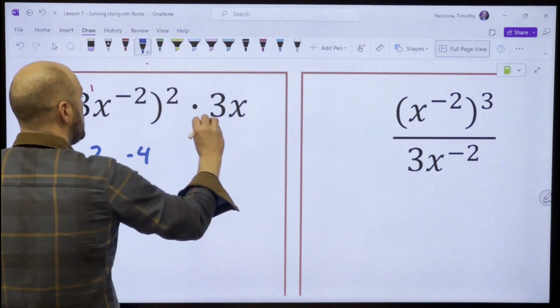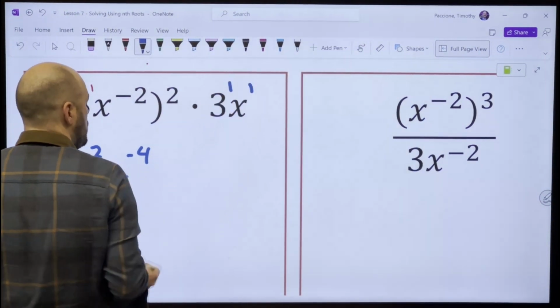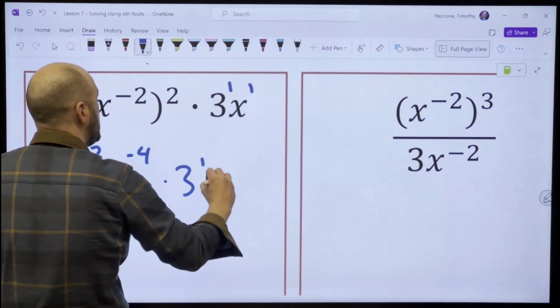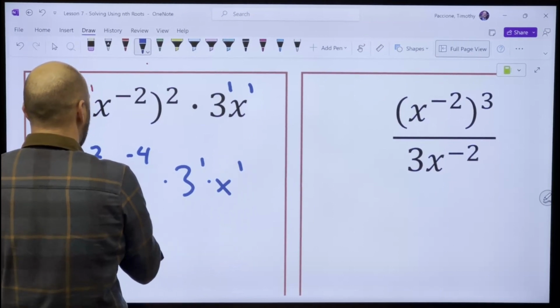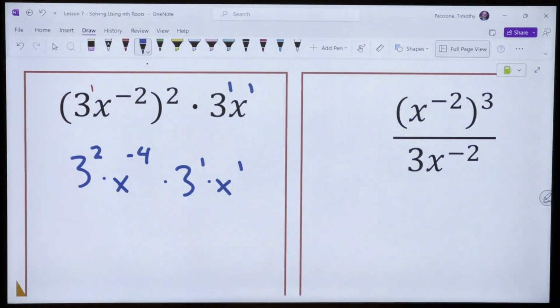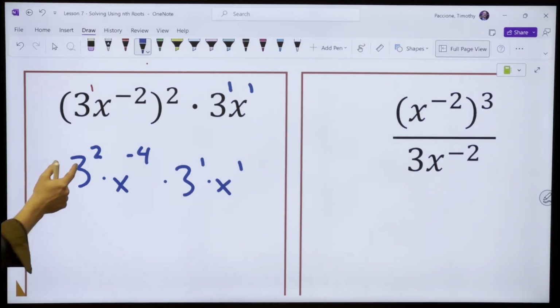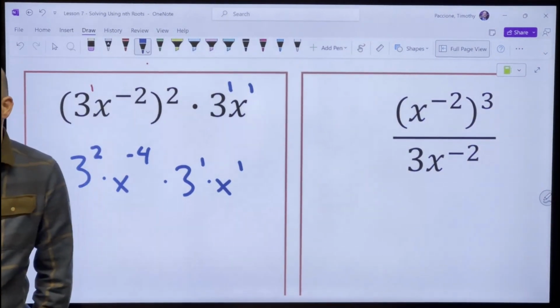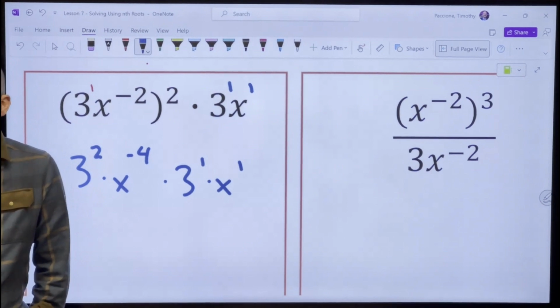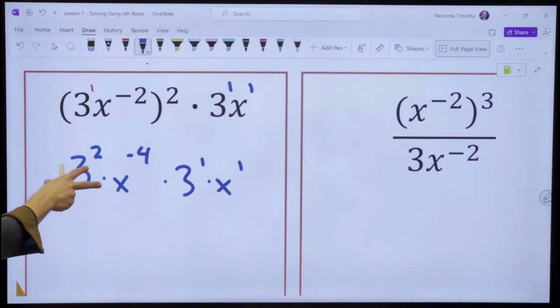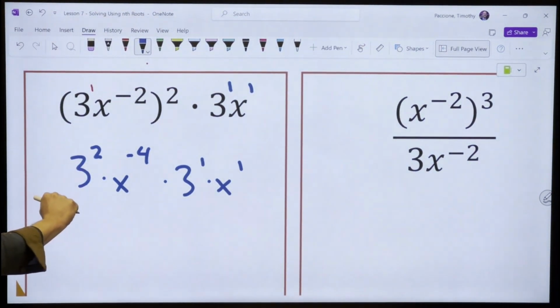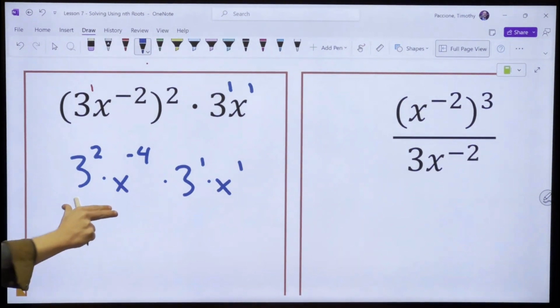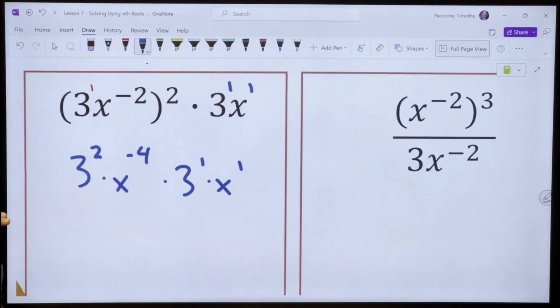And then this is 3 to the 1, x to the 1. Now, you don't have to write those to the 1, but 2 reasons to do that. 1, it reminds me that even though they don't have an exponent, they really have an exponent, right? It helps me to not just treat them separately. Also, in my next step, now I have exponents to work with because I have to start combining things, right?